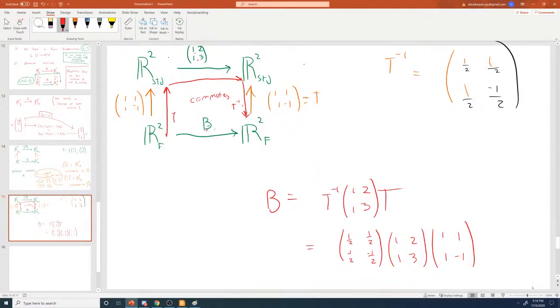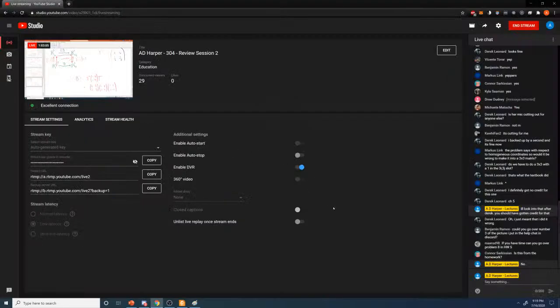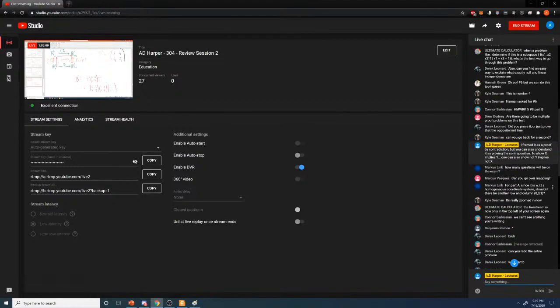So now I can figure out what B is. All I do is take these three matrices and multiply them together. I'll assume you all know how to multiply matrices and can finish up this example for yourself if you so wish. But this illustrates the basic way that you set up a similarity problem. Okay, so that, I hope, answers Marcus's question.